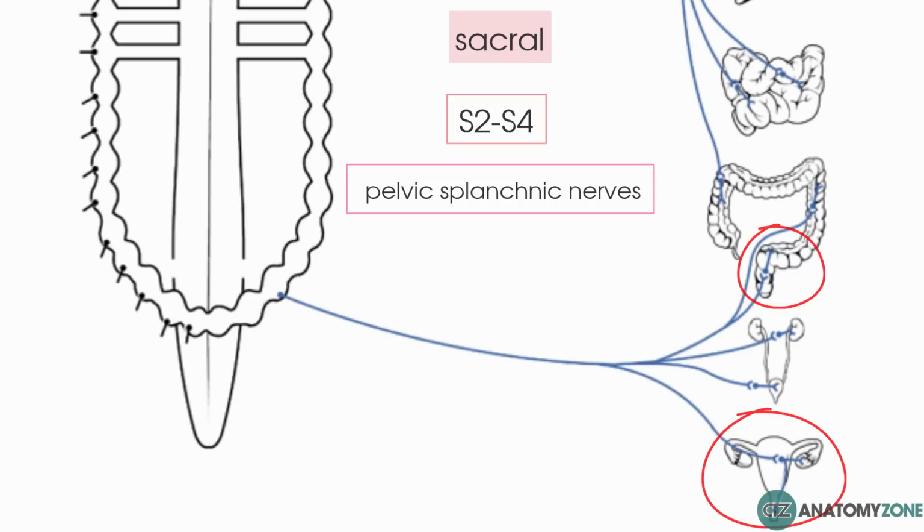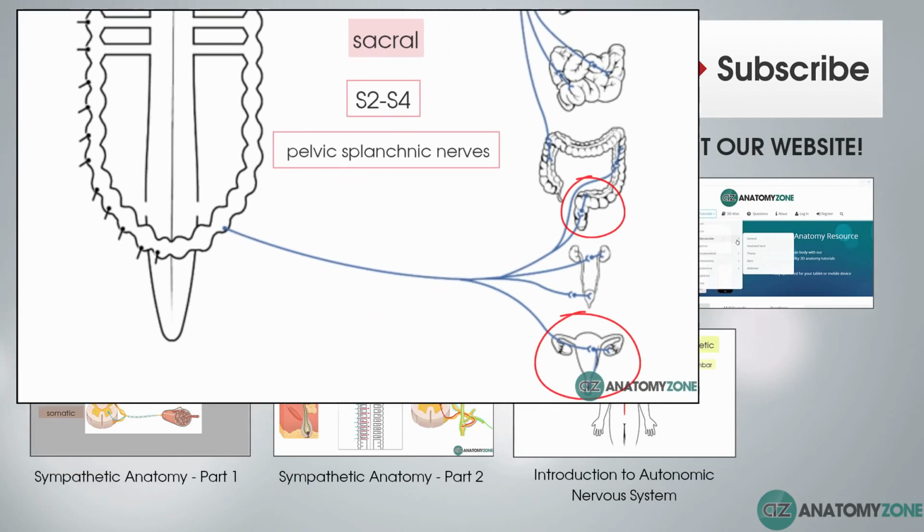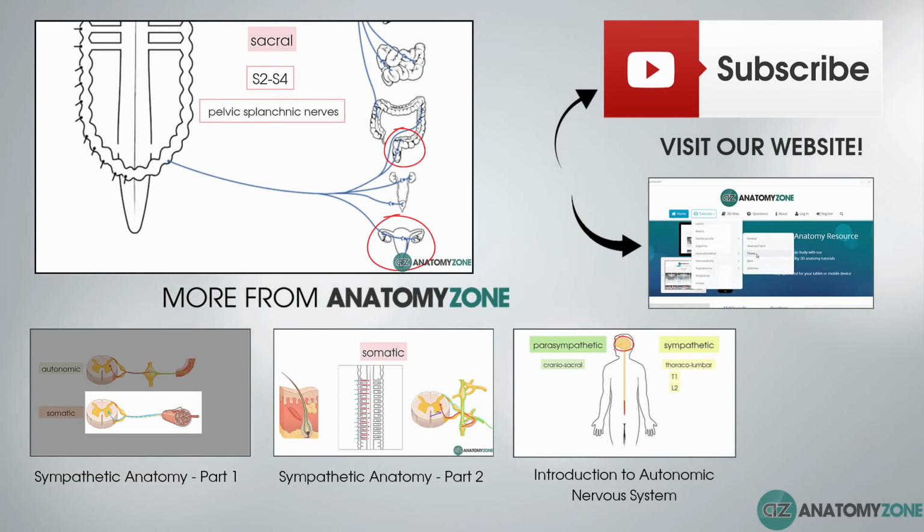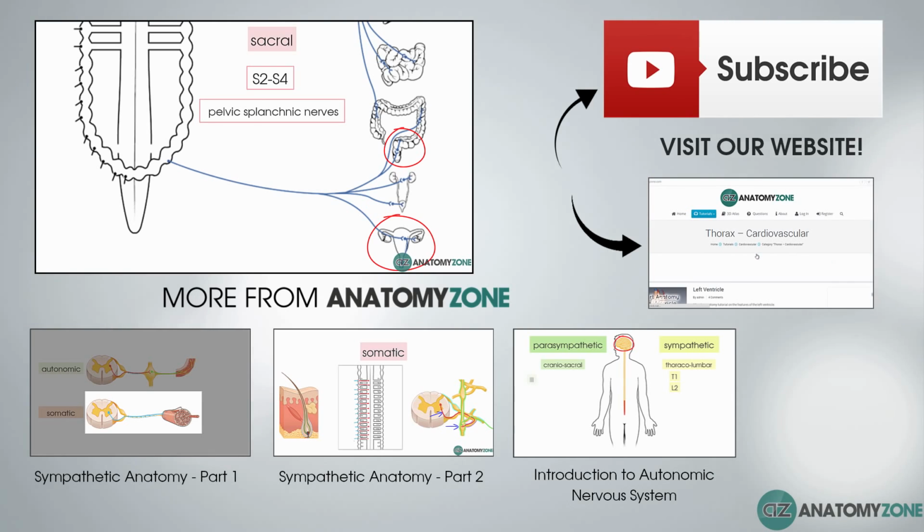In terms of the male reproductive system, the parasympathetic nervous system, when activated, causes erection in males, whereas the sympathetic nervous system is responsible for ejaculation. So that's a quick look at the anatomy of the parasympathetic nervous system.